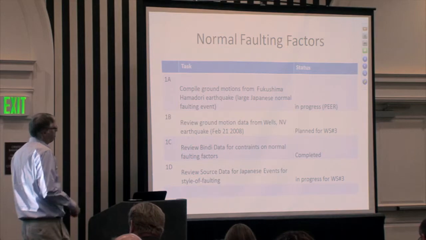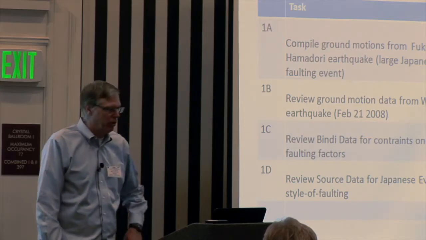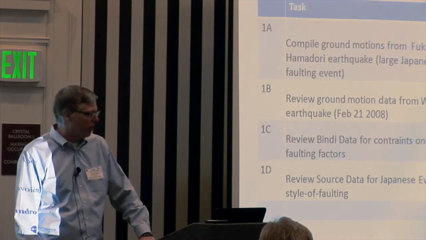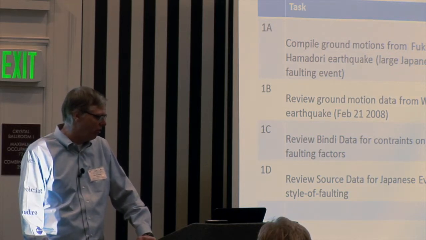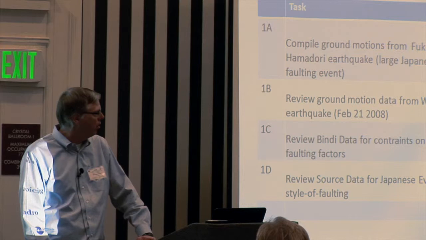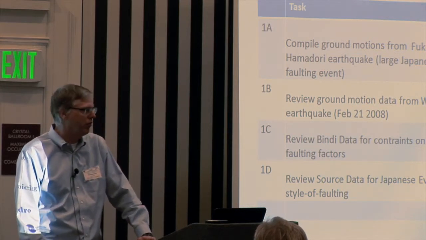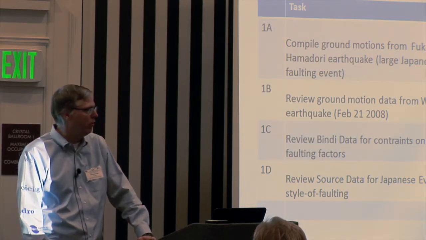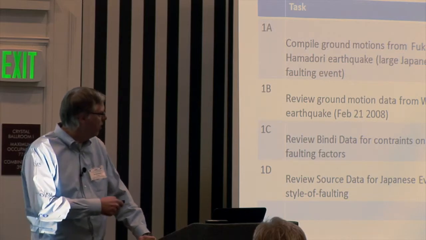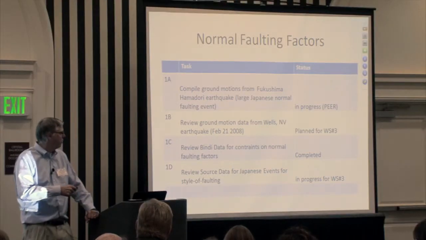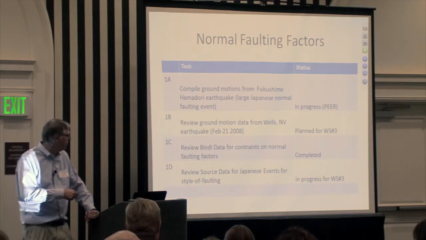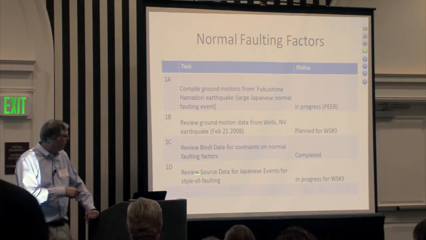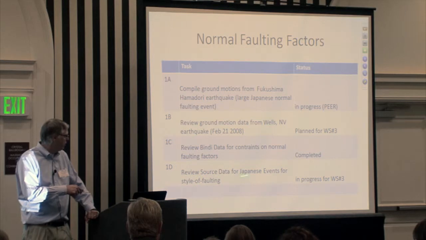The third one here is reviewing Bindi's data for normal faults. Bindi's model is an Italian model that has a greater number of normal faulting earthquakes than what we have in our data sets. And so we want to see if this gives a better constraint on what the normal faulting factor is, and that has been reviewed. We've reviewed as well the source data for Japanese events for style of faulting.